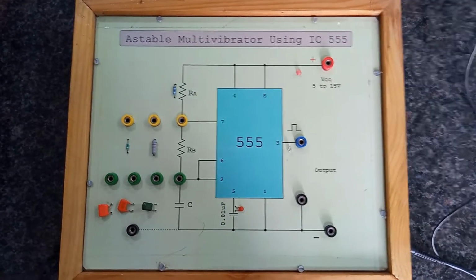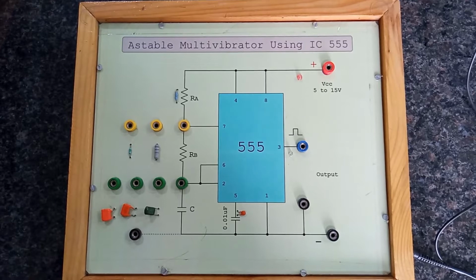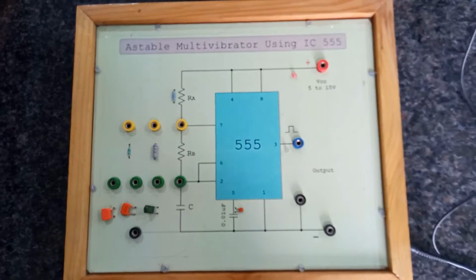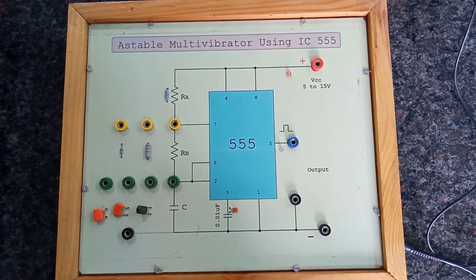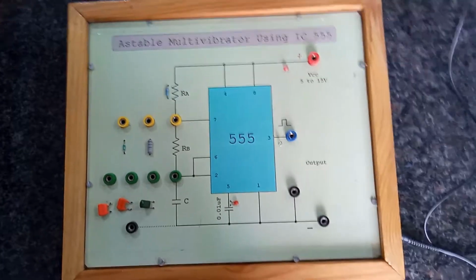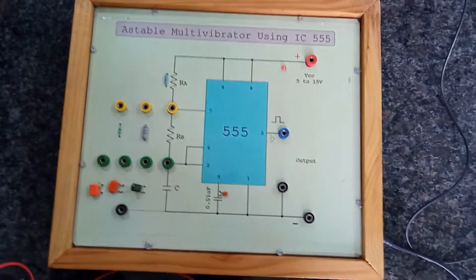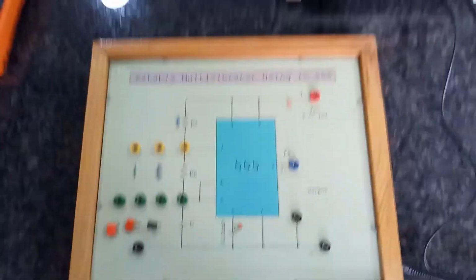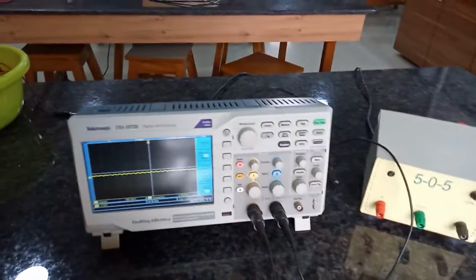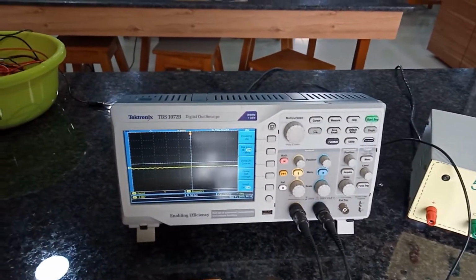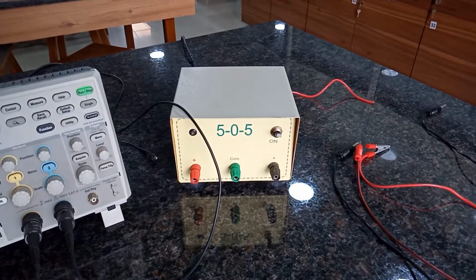So hello everyone, and this is the astable multivibrator board using IC 555. The devices other than the board which will be required for us are a 2 channel CRO and a plus minus 5 volt supply.